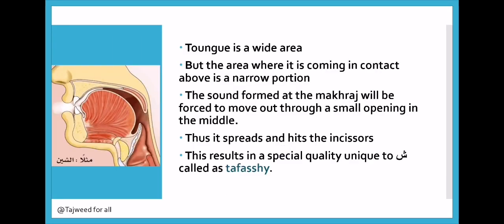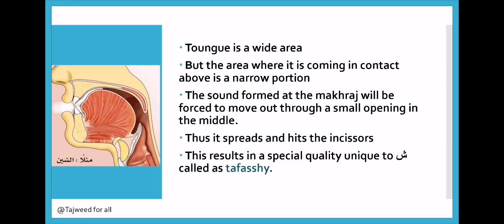So what is happening here? The tongue is actually a wide area, but the area where it is going to touch is a depressed area. That means the area where the wider part is going to hit is not narrow, I can't say narrow, but it is a little bit shorter in area. So what happens, the sound produced at the makhraj will spread its sounds.